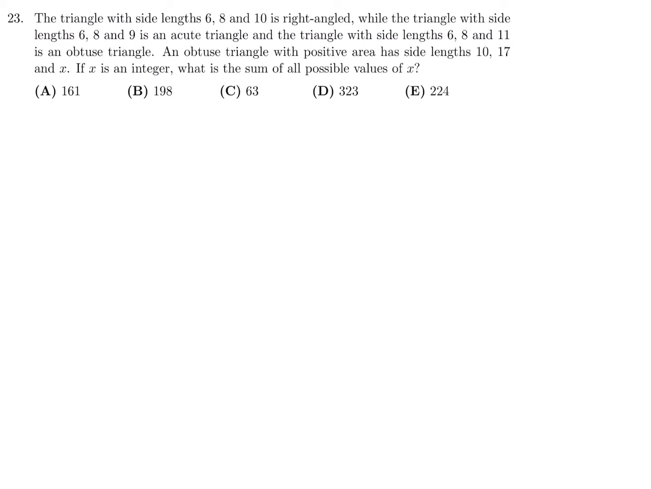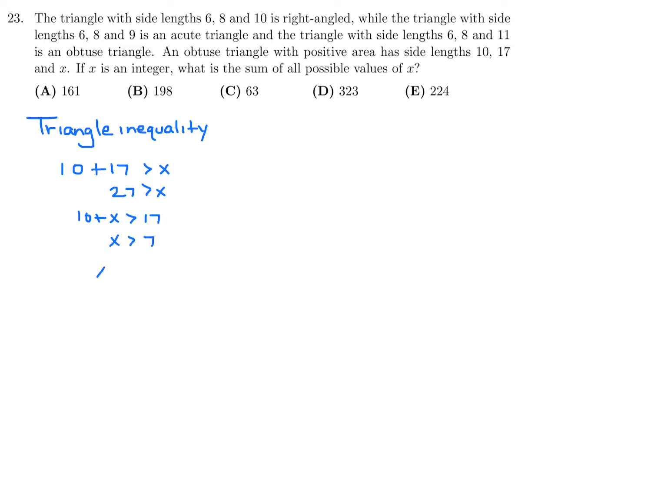Well, first thing, of course, is the triangle inequality. And that one tells us that 10 plus 17 has to be greater than x. So that means x is less than 27. It also tells us that 10 plus x has to be greater than 17. So x has to be greater than 7. So from this, we know that x is going to be greater than 7 but less than 27.